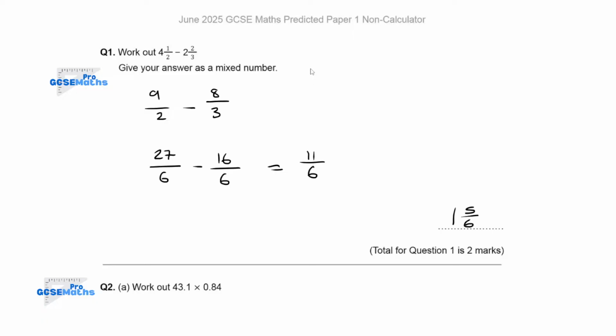Oh, okay. That's fine. Let me make sure that you get the same answer. 2 over 3. Yeah, 11 over 6. 1 and 5/6.